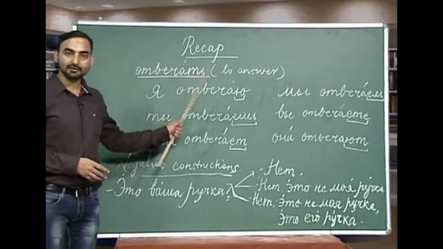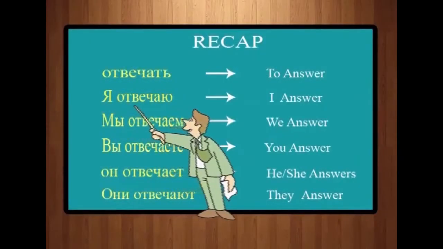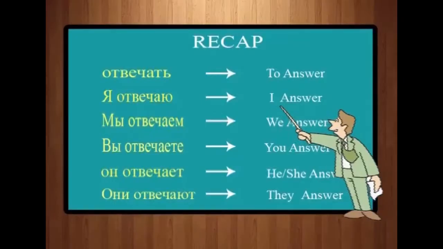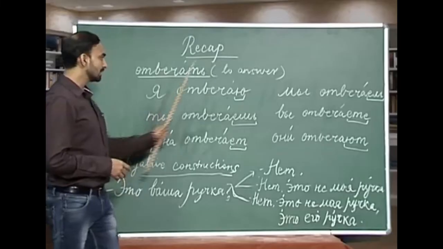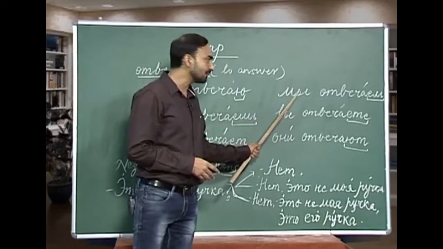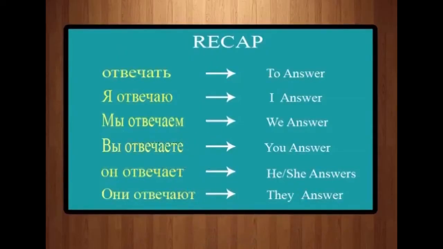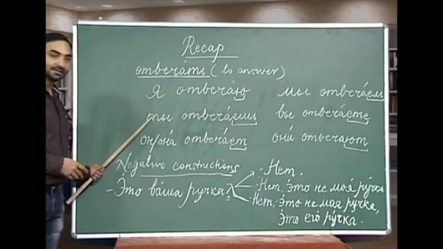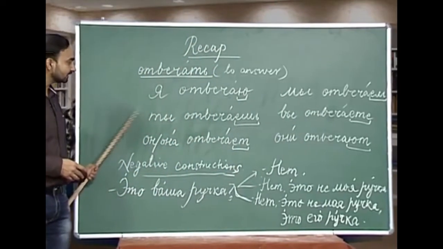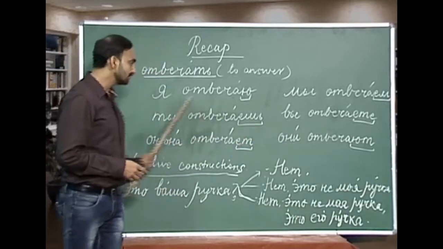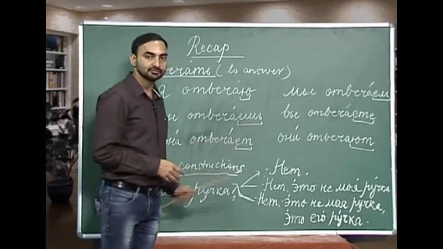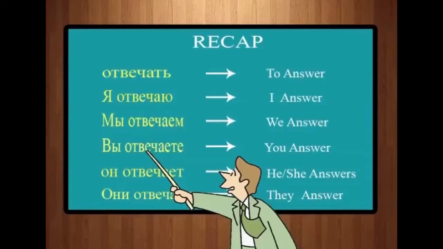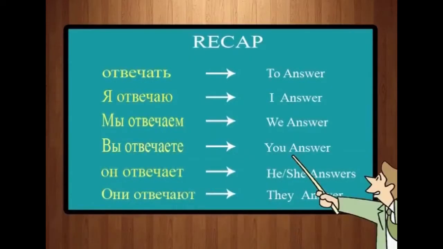We conjugate this verb as ya atvichayu. Ya atvichayu means I answer. Me with first person plural number, me atvichayam, we answer. With the second person singular number, ti atvichayesh. With second person plural number we atvichayche, you answer.